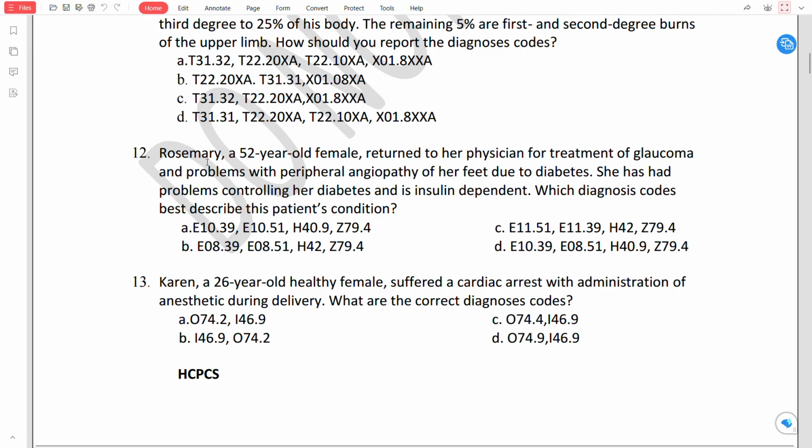12th one. Rosemary, a 42-year-old female, returned to her physician for treatment of glaucoma and problems with peripheral angiopathy of her feet due to diabetes. She has had problems controlling her diabetes and is insulin dependent. Which diagnosis code best describes this patient's condition?